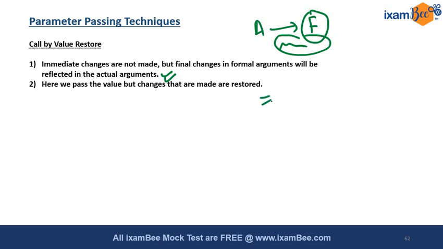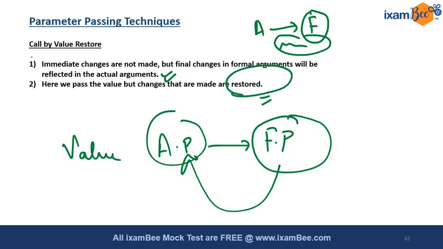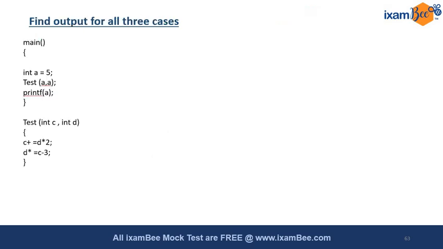Now, how does this actually work? We pass the value, but changes that are made to that value are restored. This is the basic concept. We are passing the value from the actual parameter to the formal parameter, but whatever changes the formal parameter makes to the value are going to get reflected back to the actual parameter. That's why it is called call by value restore. The calling is done on the basis of value, but the changes are restored to the actual parameter. So now let's understand this with an example.